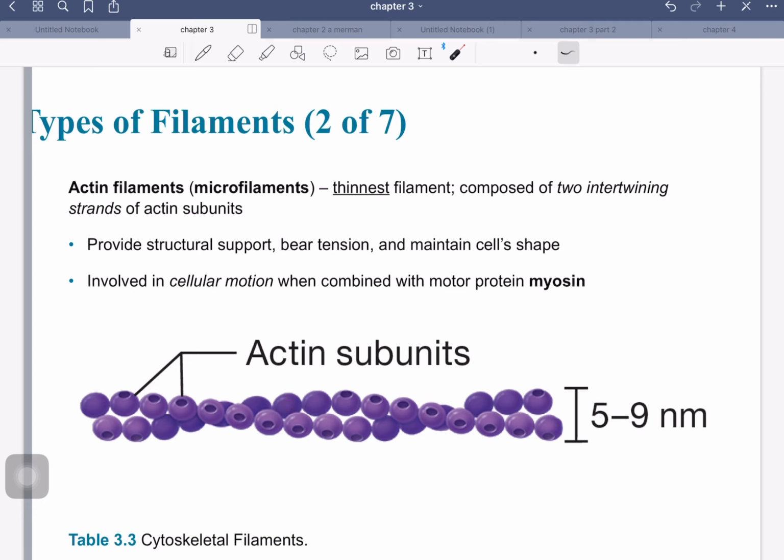So what does it do? It provides structural support. It helps with tension and maintaining the cell shape. And it's involved with cellular motion, such as the motor protein myosin interacts with it. And we'll come back and really talk about that story of how myosin and actin interact in things like skeletal muscle in order to cause muscle contraction, and the role of other things like troponin, tropomyosin, and calcium. But that's for another chapter.